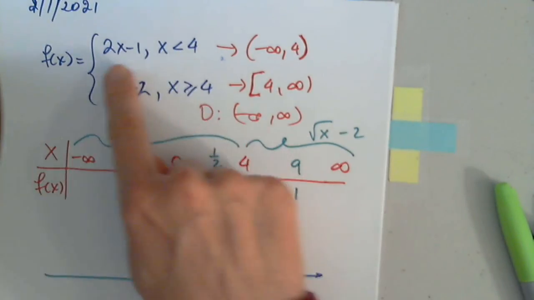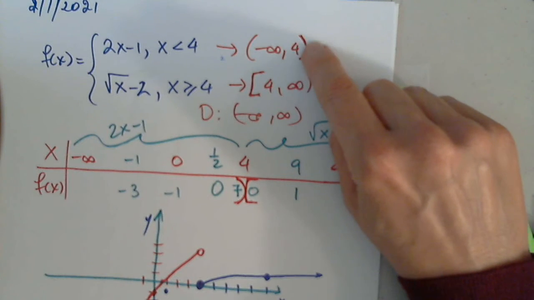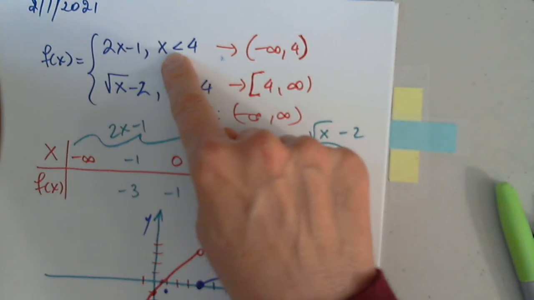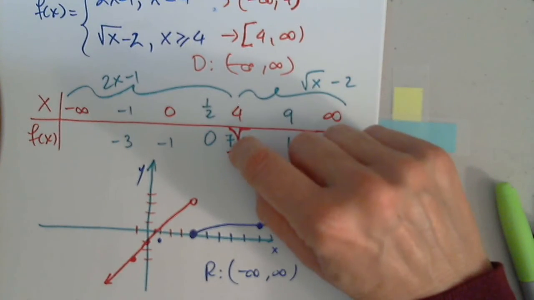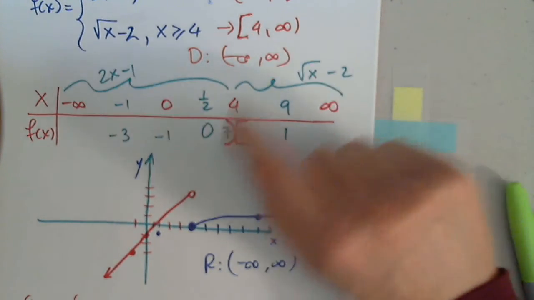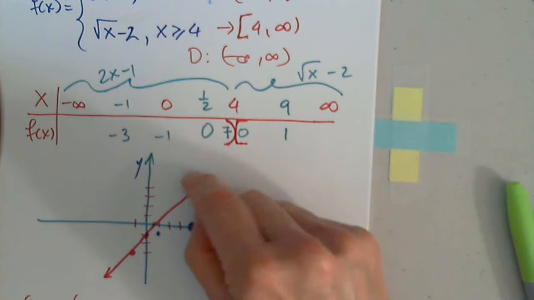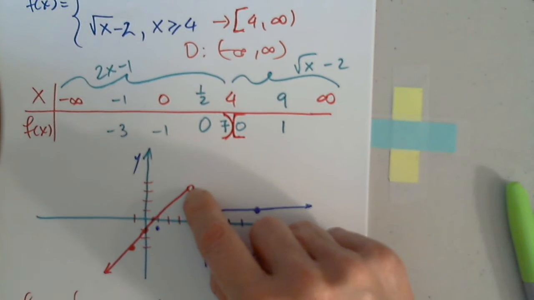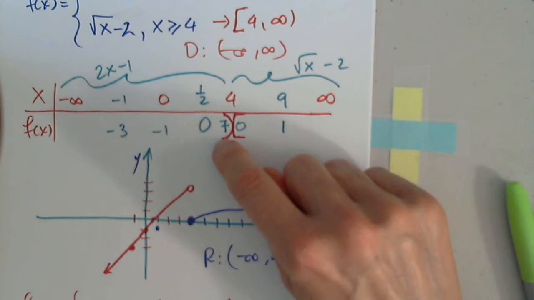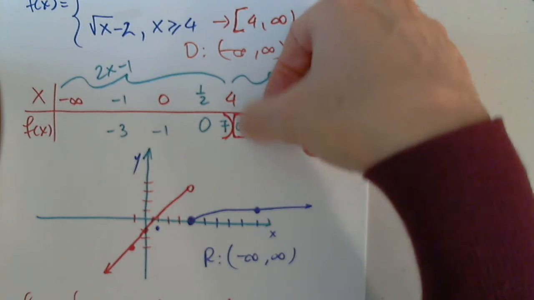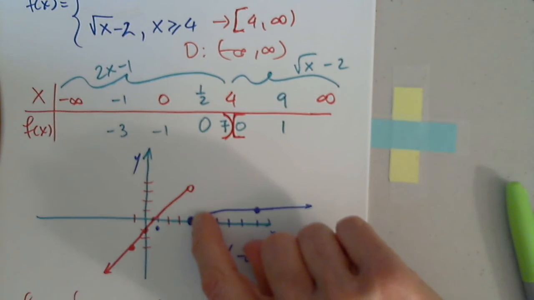Okay. So first of all, I'm not allowed to plug in 4 here. You understand, 4 does not have the equal symbol. So the point 4, 7 does not exist. That is not a point. It's an open point. The function does not exist at 4, 7. It exists at 4, 0, where the point is full.